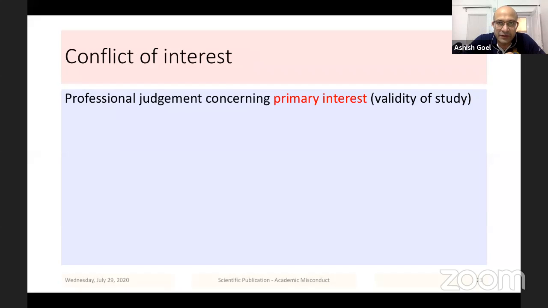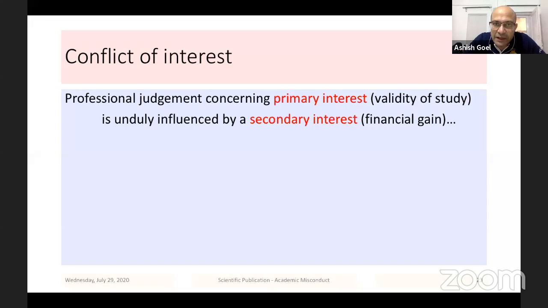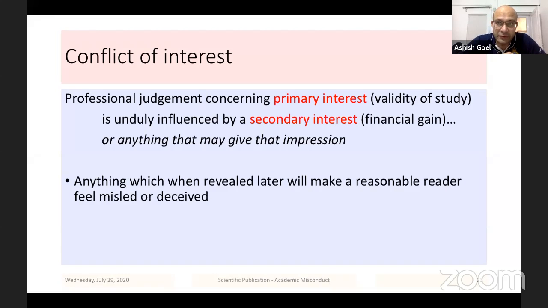And finally, a word about conflict of interest. To define it, it's professional judgment concerning the primary interest of the study, which relates to the validity of the study. So if your professional judgment concerning the primary interest of the study comes in conflict or is unduly influenced by another secondary interest, such as a financial gain, or it may be anything that may just give that impression, anything under this gamut comes into conflict of interest. And anything, remember, which if revealed to the reader later will make a reasonable reader feel misled or deceived, will come under conflict of interest. And you do not want to give that impression.